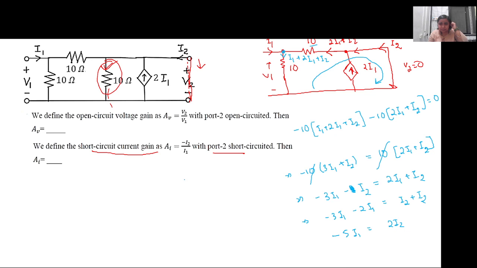If we take the ratio, we need minus of I2, right? I'll take the negative sign on this side. Minus I2 by I1 is equal to 5 by 2. So it will be equal to 2.5.